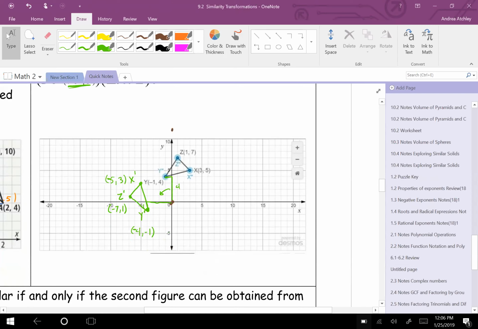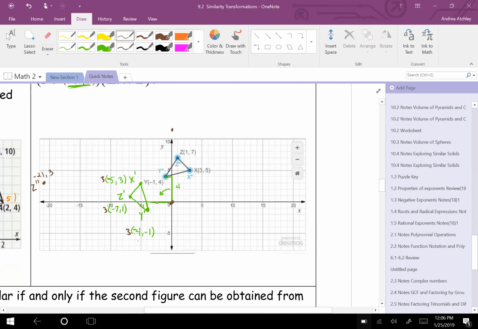Okay, now I have to dilate this. So what I need to do to all those ordered pairs to dilate this by 3? Multiply them all by 3, right? Okay, so multiply those all by 3. So times 3, times 3, times 3. I'm going to do z first. Is at -21 and 3. -21 and 1, 2, 3. And that's your z double prime now.